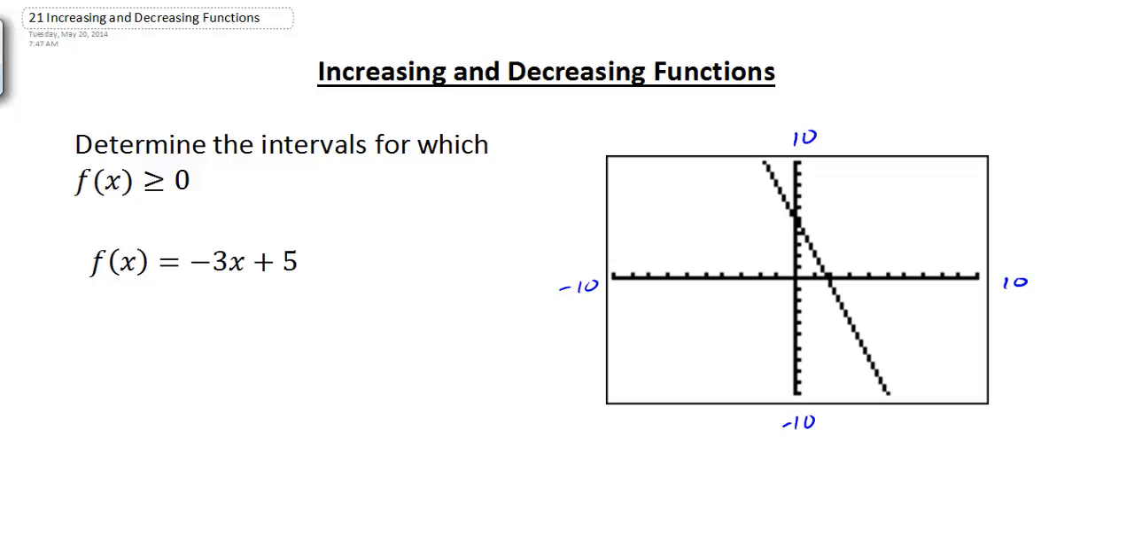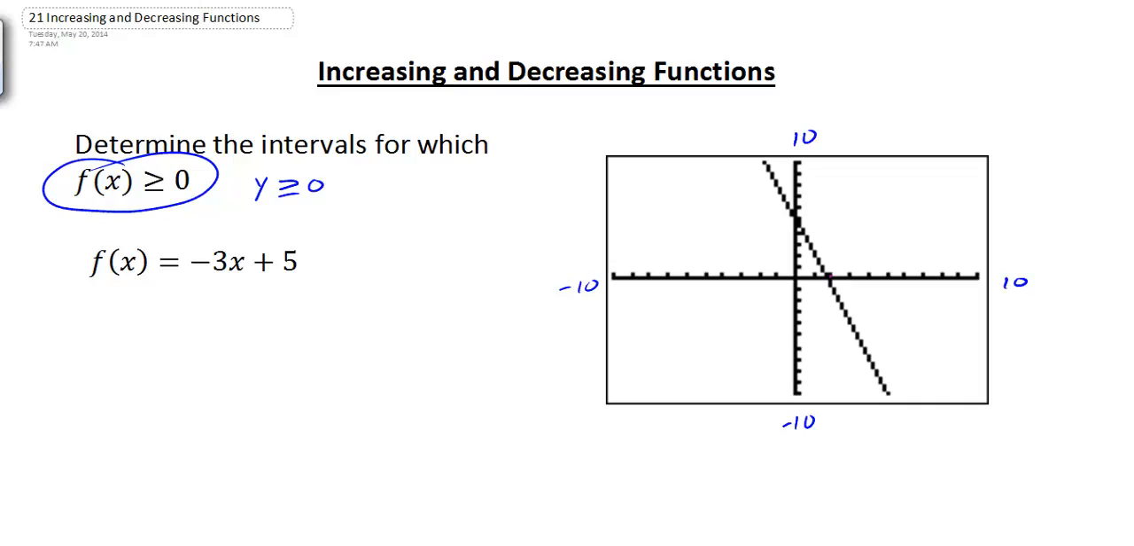And it says we want to determine the intervals for which f of x is greater than or equal to 0. Well, when we say here f of x is greater than or equal to 0, this is the same thing as saying that our y is greater than or equal to 0. So if we look at our graph, where is our graph greater than or equal to 0? In other words, where's the graph either on or above the x-axis?